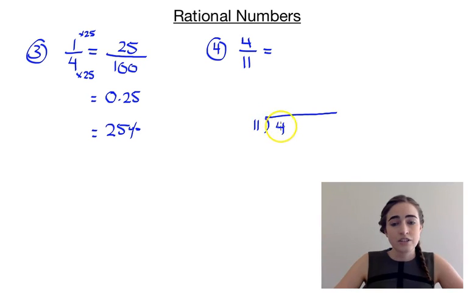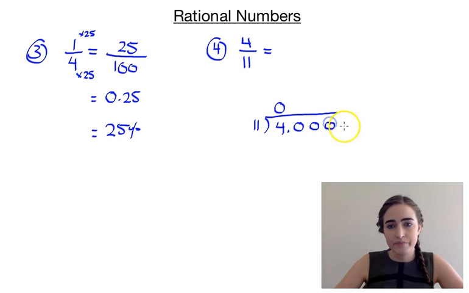Now 11 doesn't go into 4 at all, so we'll put a 0 up here. And we're going to have to add in some zeros after the decimal place down here. So we've got our decimal point up the top as well. So 11 doesn't go into 4, which means we're going to carry the 4 over. So now we've got a 40 in this place here. So 11 goes into 40 3 times to give us 33, and then there'll be 7 left over. So now 11 into 70 will go 6 times to give us 66, and then there'll be 4 left over.